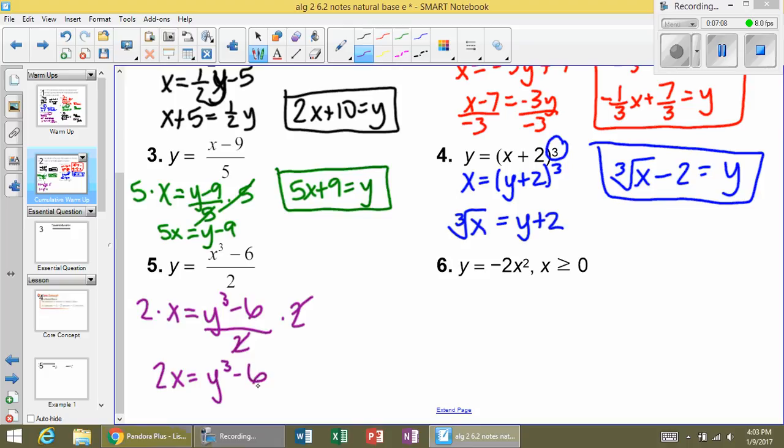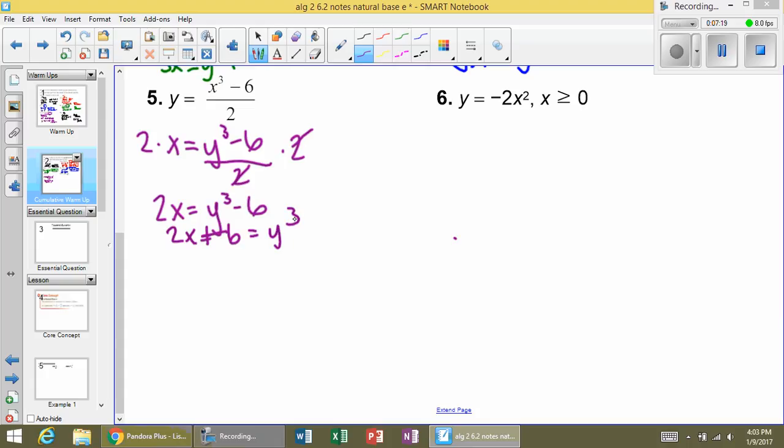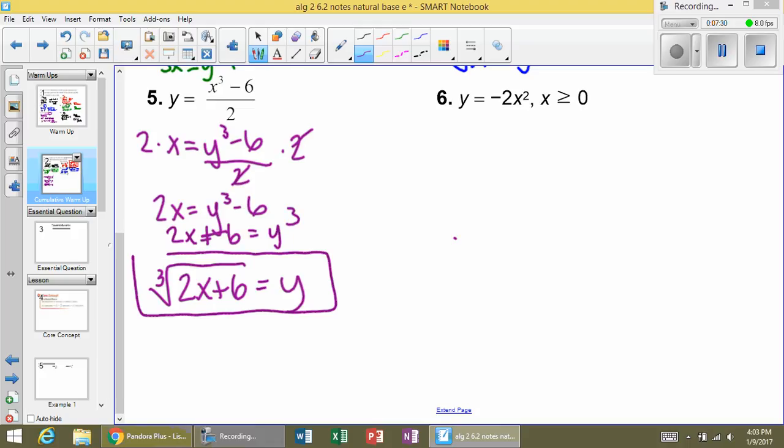So to undo a minus, we're going to add. So we'll have 2x plus 6 equals y cubed. And to undo something cubed, we're going to take the cube root. So we'll have the cube root of 2x plus 6 equals y. And this is our inverse function for question number 5.